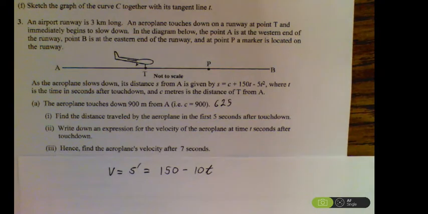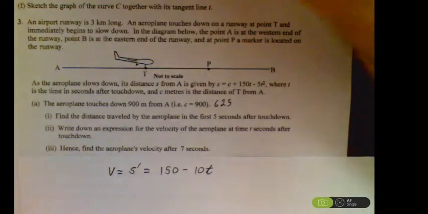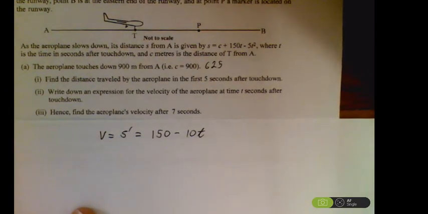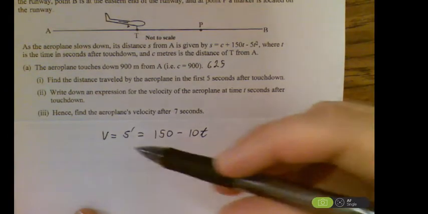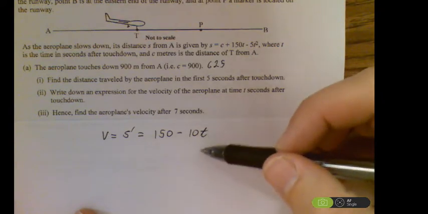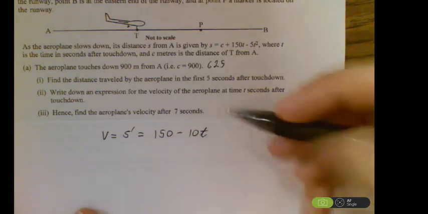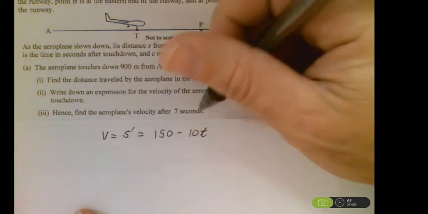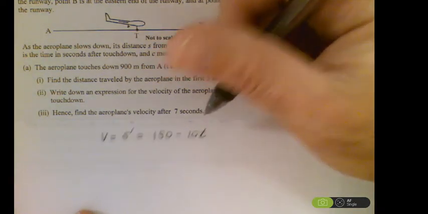So now that we have that, we can find the airplane's velocity after 7 seconds, which means you just plug a 7 into your derivative. Now that we have the velocity function right here, just plug in the 7. So 150 minus 70 is going to get you 80. The velocity is 80 meters per second at 7 seconds.